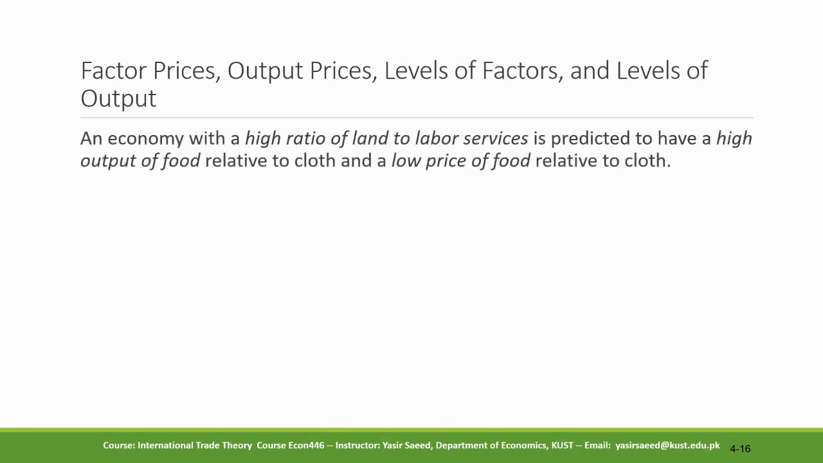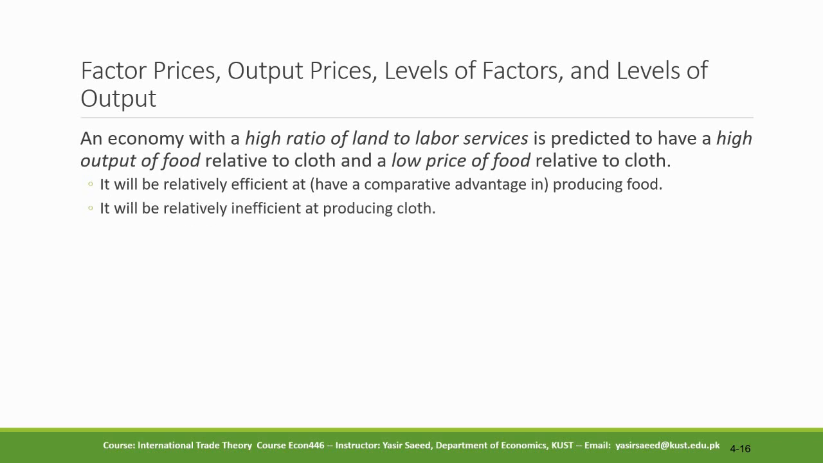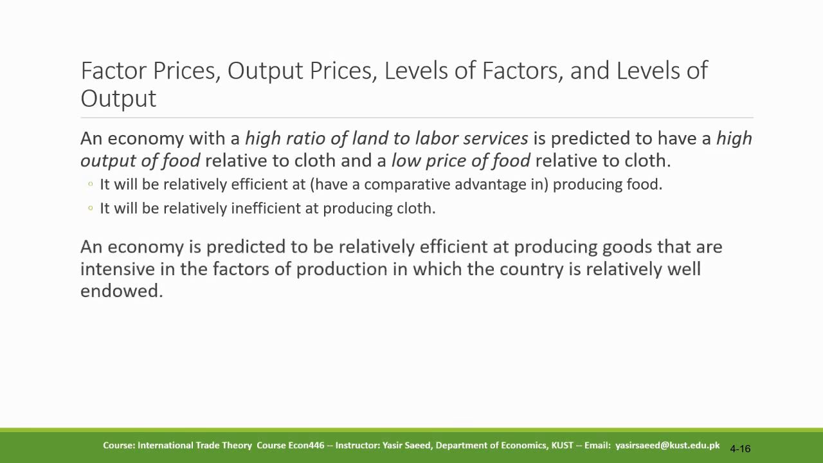Here is a brief summary. An economy with a high ratio of land to labor services is predicted to have high output of food relative to cloth and a low price of food relative to cloth. Then it will be relatively efficient. We may say that it has a comparative advantage in food. And it will be relatively inefficient in producing cloth. An economy is predicted to be relatively efficient at producing goods that are intensive in the factor of production in which the country is relatively well endowed.